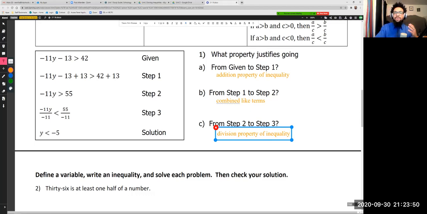All right, and so that's how we use our properties of inequality to justify our steps when solving an inequality. If we look at our solution, we got y is less than -5. And if you're careful, you see that we divided by a negative number on both sides, and this sign flipped. We started with a greater than, and when we divided by that negative number, it flipped. All right, so make sure you're mindful of that. Make sure you're taking care to look for that stuff.